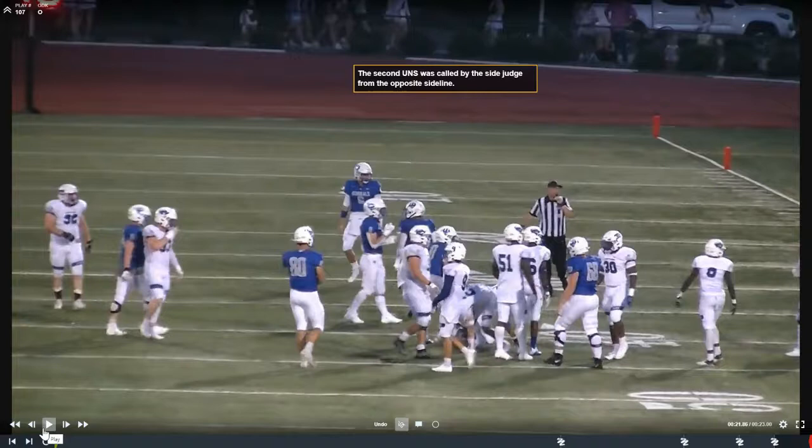Now on this play, neither of the covering officials or the deep wing on that sideline had a flag. The UNS on the blue player came by the side judge on the opposite side of the field. I know if we have a flag on the ground, we want to make sure we get that information to the referee, but we must continue to officiate throughout the play to ensure we don't miss these actions that occur at the end of plays.